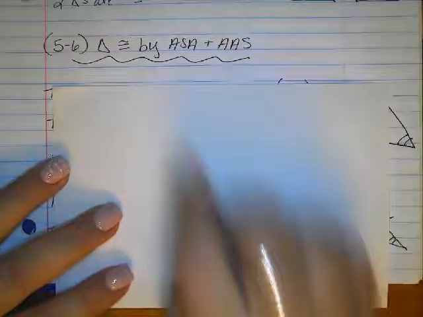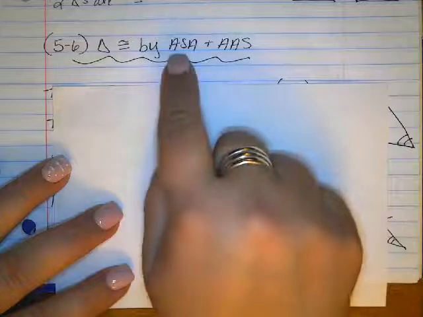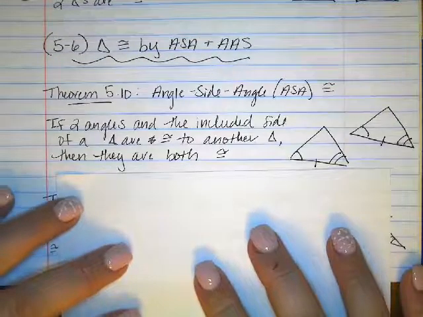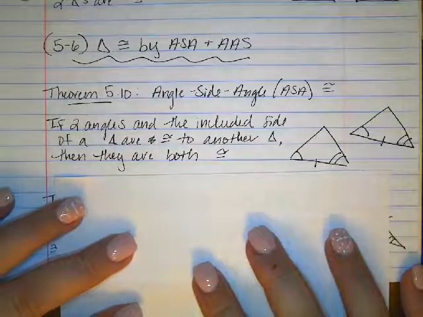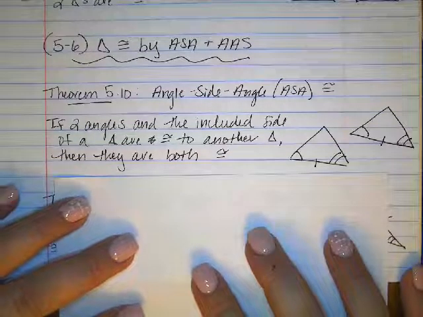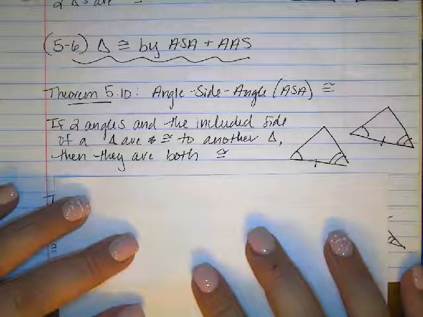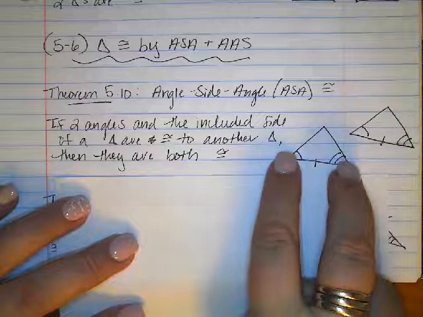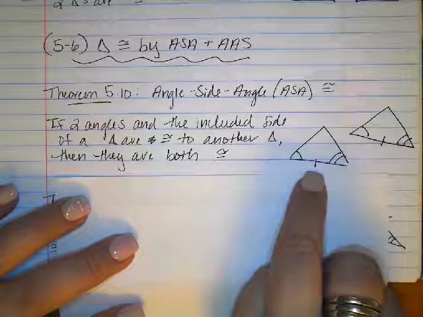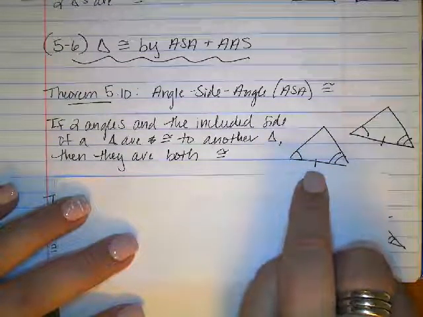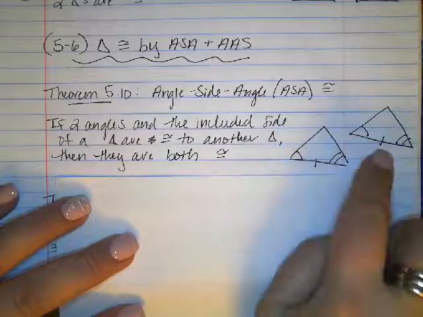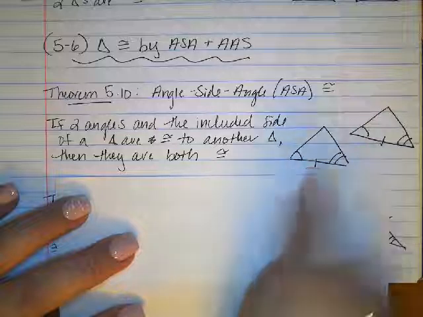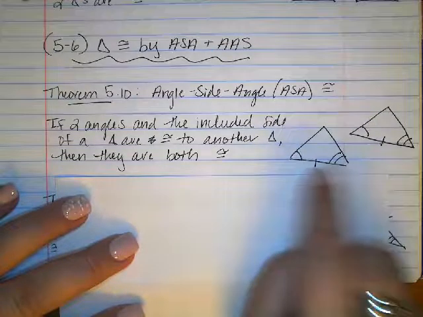In section 5.6, we're going to prove triangles congruent by angle, side, angle, and angle, angle, side. So the first one, angle, side, angle, or ASA congruence, tells us that if two angles and the included side, remember the included would be between, so if I have two angles and the side between them, the included side, and they're congruent to two angles and its included side, then I can say that both triangles are congruent. So again, I have angle, side, angle.